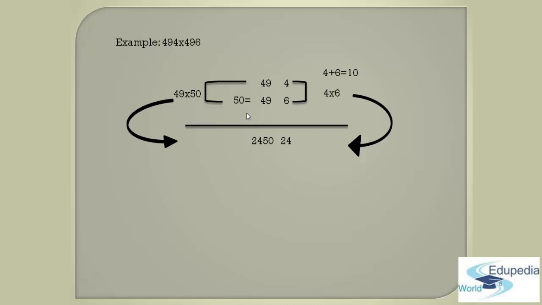Now if you club both these two products, it becomes the final result for 494 into 496. So therefore you can say that 494 into 496 is equal to 2,45,024.